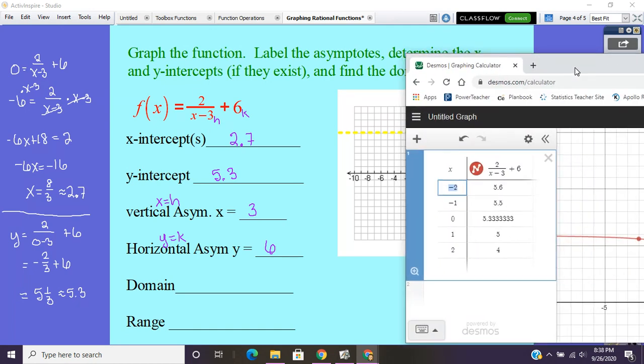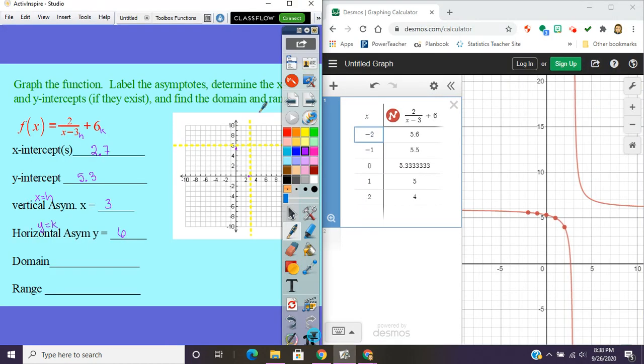With that, let's see if I can make this do what I want it to do. All right, I can start plugging in points. So let's see, -2 is 5.6. That's getting a little excessive. We got 0, so 1 is 5. That's a good one to find. 1 is 5. 2 is 4. And then 3 we know is in the asymptote, so let's try 4 and 5. 4 puts us at 8. 5 puts us at 7.